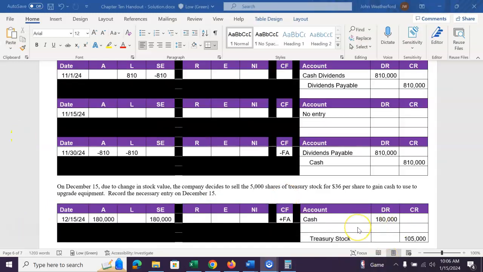Now we need 75,000 more on the credit side. So the account we're going to credit is, again, one you saw earlier, paid in capital treasury stock from sale of treasury stock. Or you can just put paid in capital treasury. That's fine too.